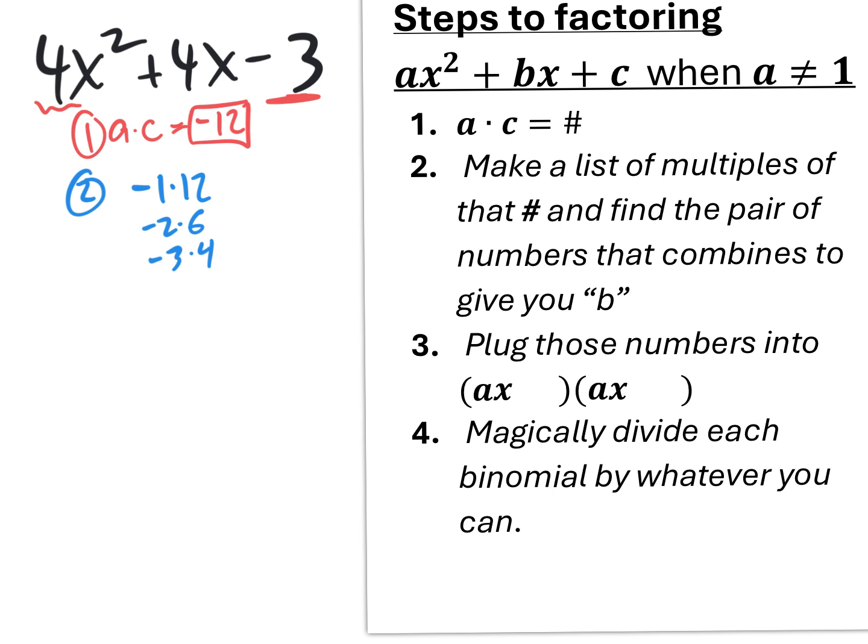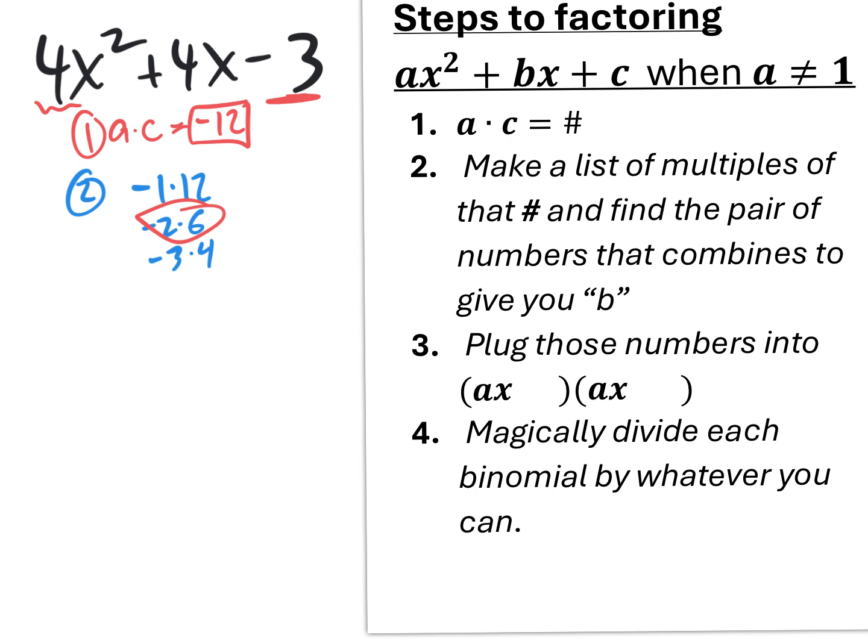The negative 2 and 6. That's right, the negative 2 and 6. Thank you for participating. All right, negative 2 and 6. So what do we do with that pair of numbers, negative 2 and 6? You plug those numbers into the ax binomial times binomial format, okay?